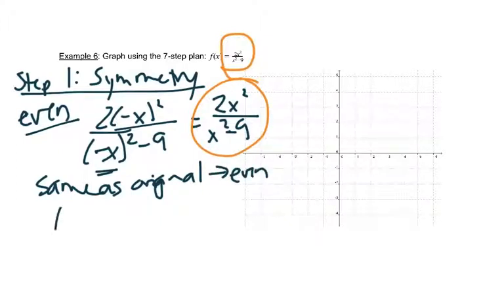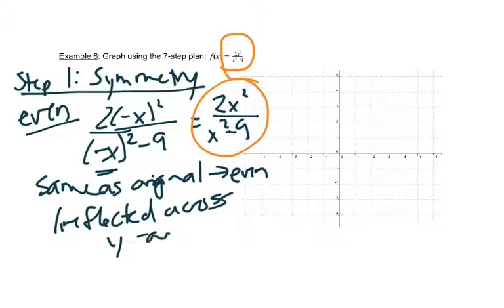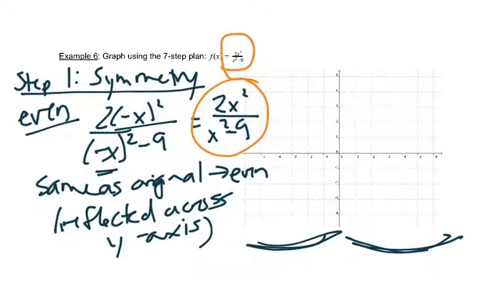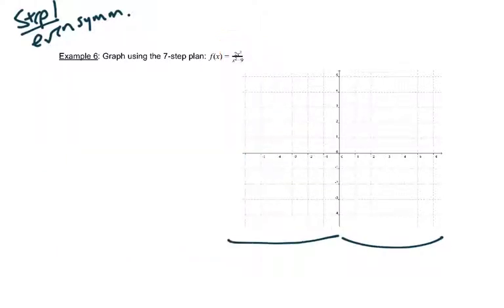And remember that even means it's reflected across the y-axis. So that tells us that whatever's on this side is also going to be on this side. Okay, so let me write that up here and create some more room. In the last problem we also had to check odd symmetry, but if we already know it's even, we don't have to check odd because it can't be both. It can only be one or the other or neither.